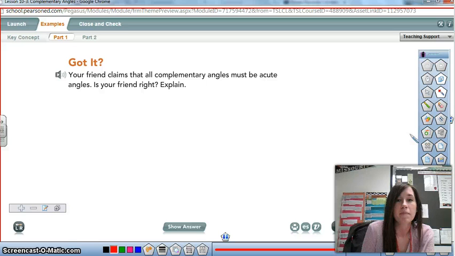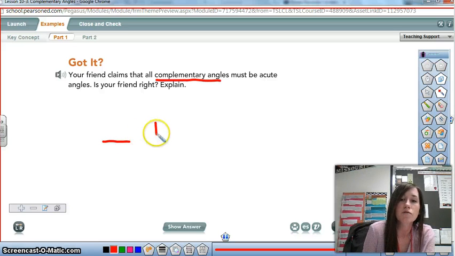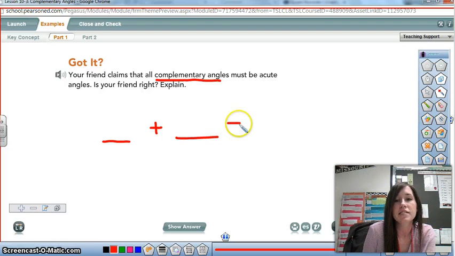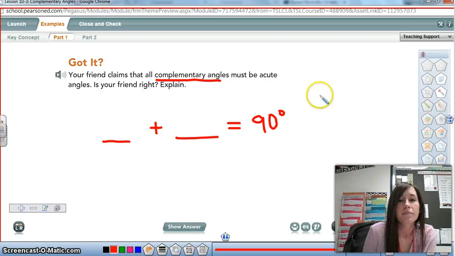Well, thinking about this, if you have complementary angles, that means you have two angles that when you add their measurements together, you get 90 degrees. Well, they must be acute. That means that they both must be less than 90. I think that's right. I mean, how could you add something together that was 90 or higher and get 90?